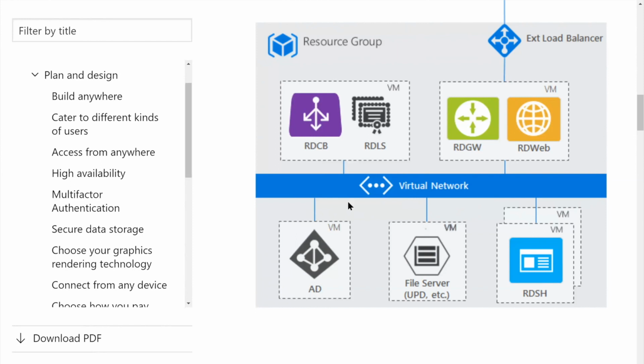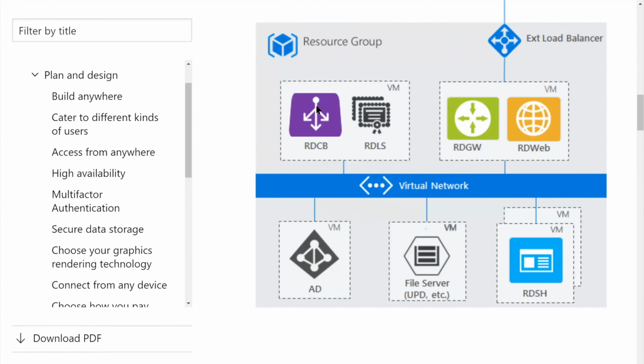AD is mandatory, license server is mandatory. The session hosts, well, let's leave session hosts till the end. The next component is called RD Connection Broker. The RD Connection Broker is a role that generally sits on an internal VM, and the connection broker is what determines who goes where, right?